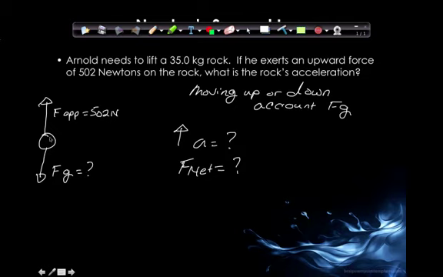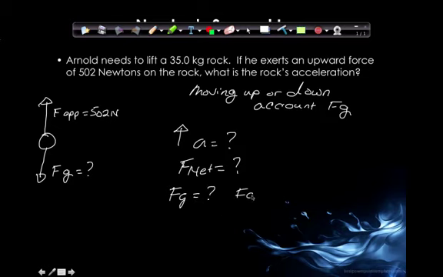So I need to know how much force is the rock actually experiencing, because we have an applied force of 502 newtons, but we also have a force that's bringing it down. So they're fighting each other, they are opposing each other. So it's not experiencing 502 newtons of force. That's not the total force. We need to account for the weight here. So we need to get F of G. We need to get that.